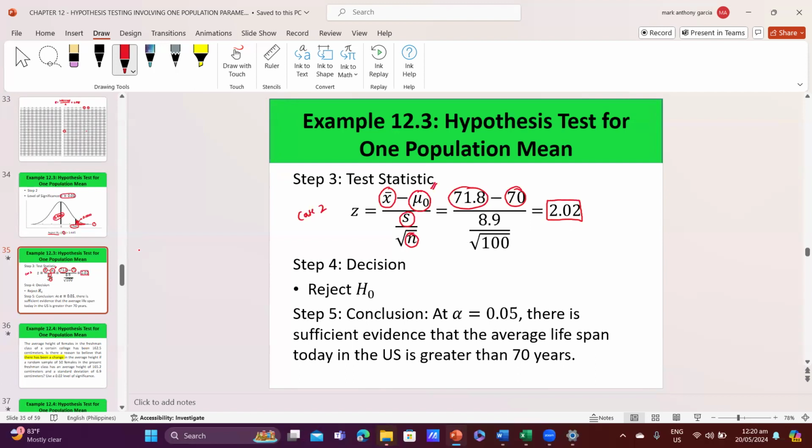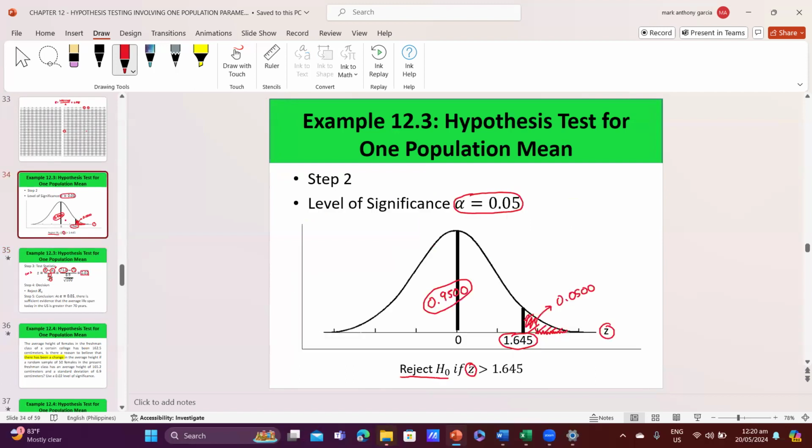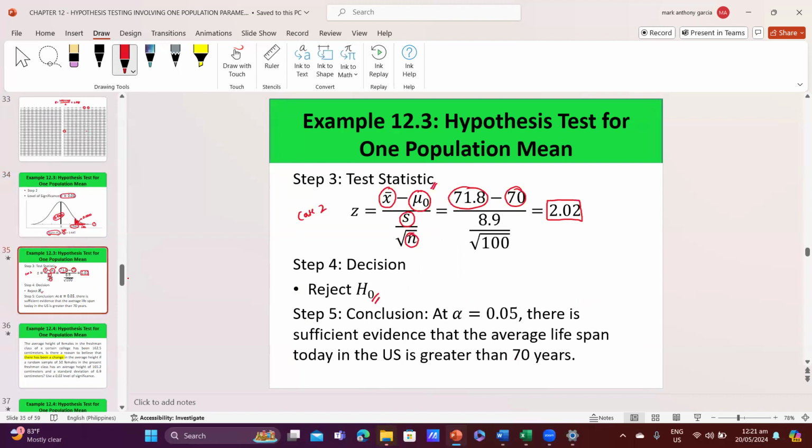Now this 2.02 must be located in our z distribution. So since the critical region here is 1.645, 2.02 is to the right side of 1.645. So which means that our 2.02 is greater than 1.645. So that means we will reject the null hypothesis. And that's our decision for step number 4.